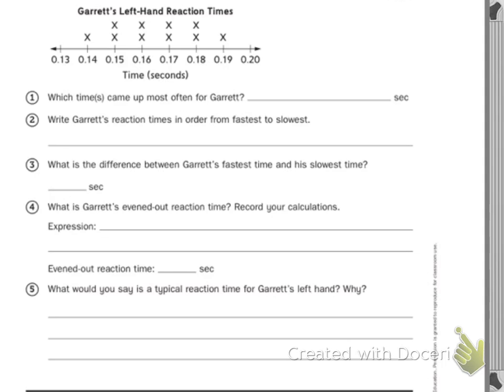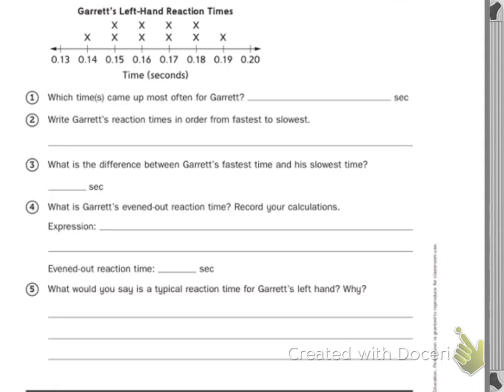So number 1, I think you can do on your own, and it said which time or times came up the most often for Garrett. So which one has the most X's on it? There may be more than one. Write Garrett's reaction time in order from fastest to slowest. You need to mark every single data point.